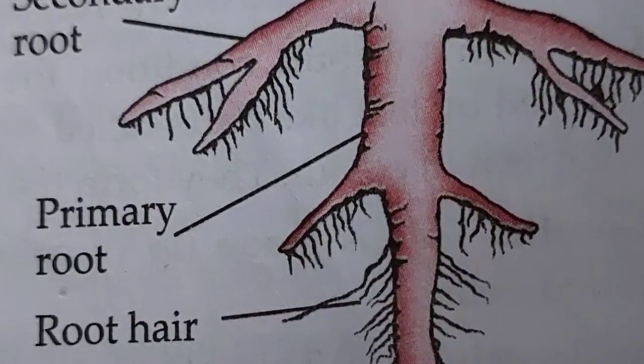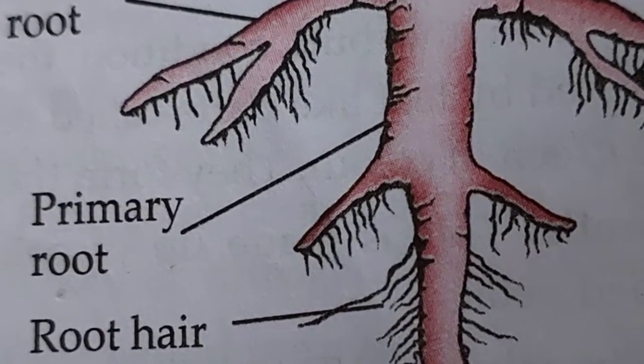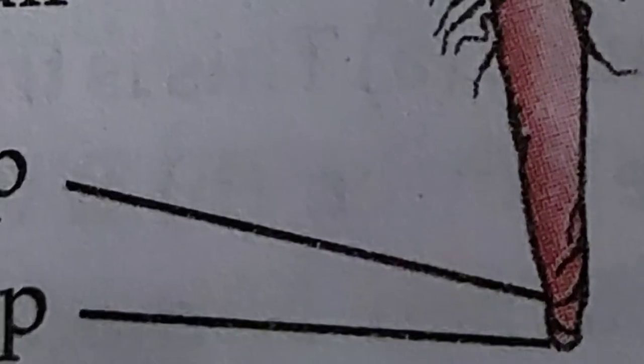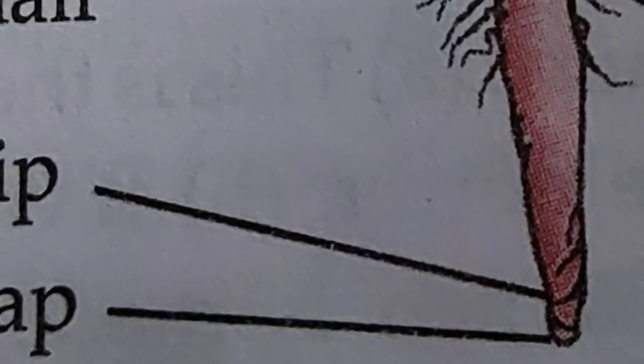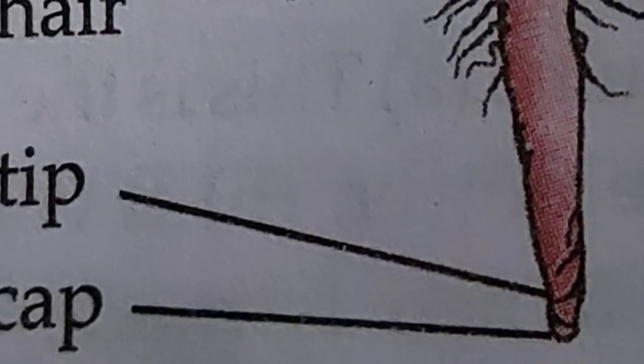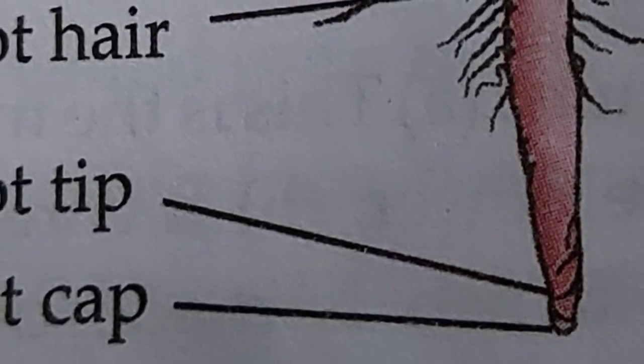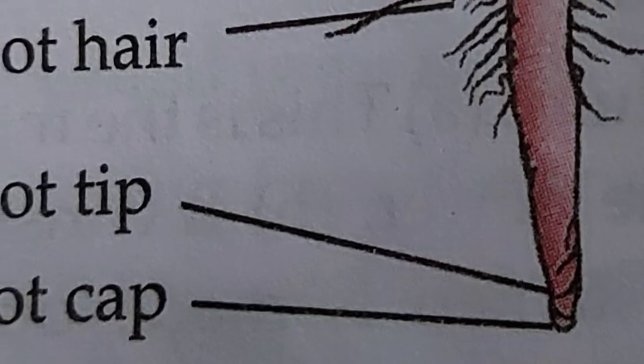Roots bear hair-like process near the root tips. These are root hairs. The root tip is delicate. This is the region of the growth of the root. The tip is covered by cap-like structure called the root cap. The root cap protects the root tip from injuries.